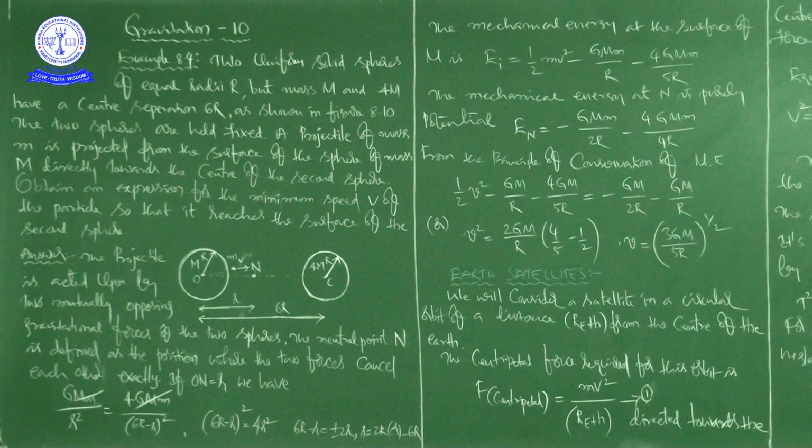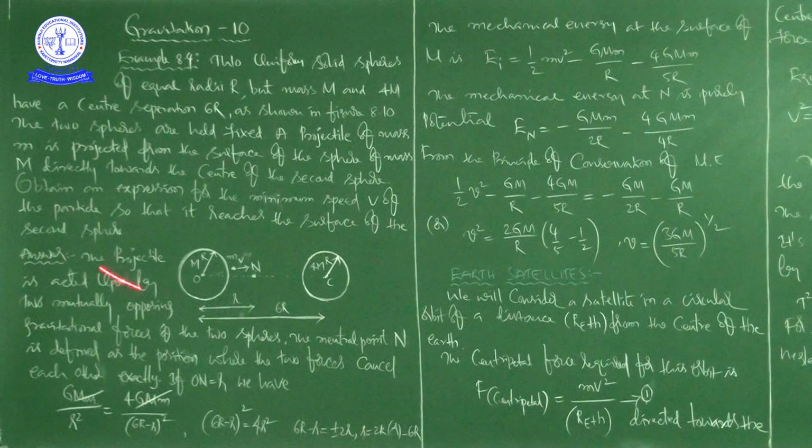Obtain an expression for the minimum speed v of the particle so that it reaches the surface of the second sphere.